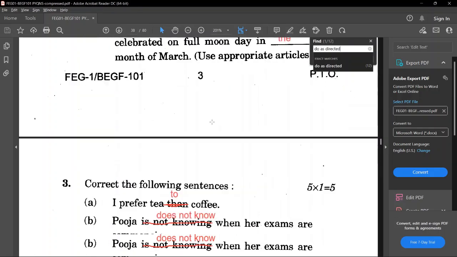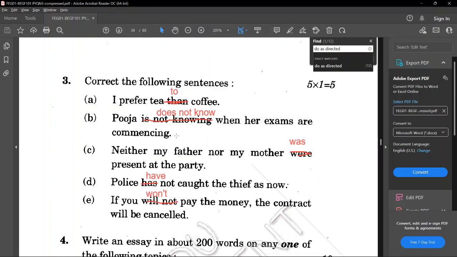So that's done. We'll go to correct the following sentences in this paper. So correct the following sentences. I prefer tea than coffee. So whenever you have prefer, it will be prefer X to Y, not prefer X than Y. So whenever you have prefer, it will be to. So I prefer tea to coffee.